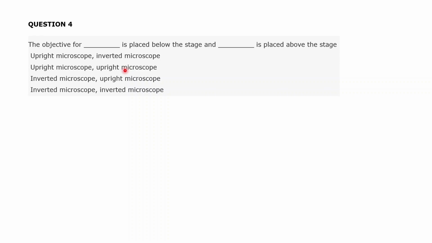So coming on to question number 4. The objective of which microscope is placed below the stage and which one is placed above the stage? Which might be the answer? First one is the upright microscope, inverted microscope. Second is the upright microscope again. Next is the inverted microscope, upright microscope, and the fourth one is the inverted microscope and the inverted microscope. What do you think might be the answer to this question?